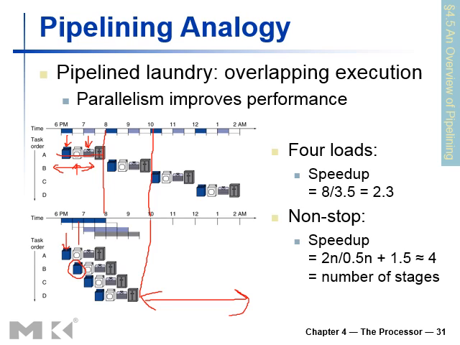So for the loads, what would be the speed up of this system? Basically, you can see that speed up is equal to 8 divided by 3.5. Now where does this 3.5 come from? Anybody, if you can analyze that: speed up is equal to execution time old divided by execution time new.